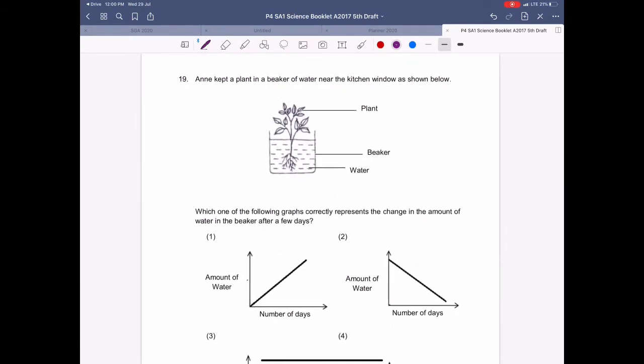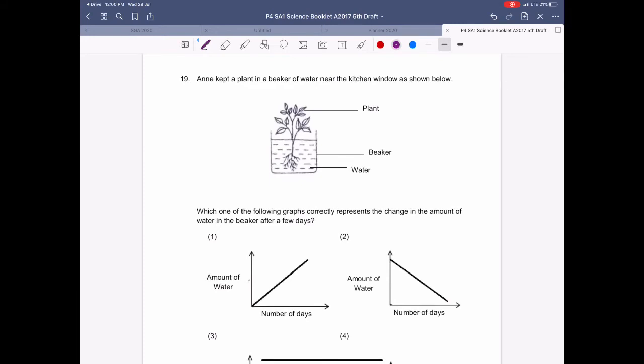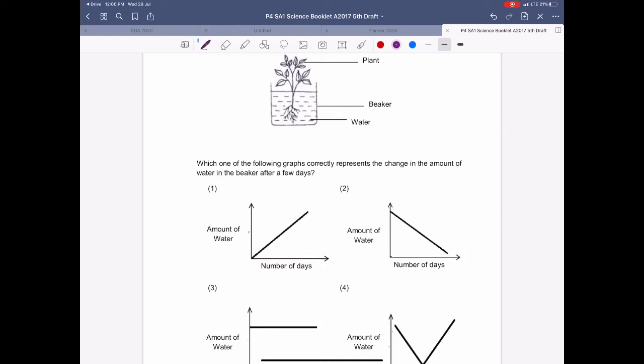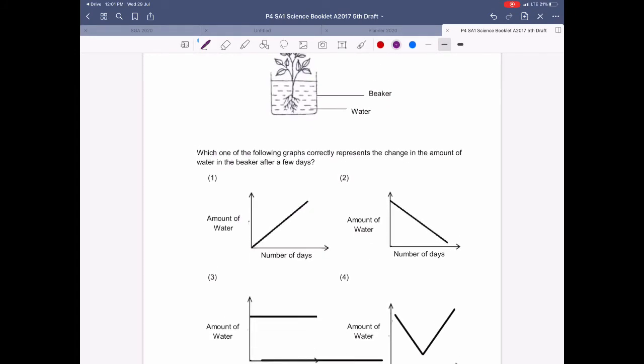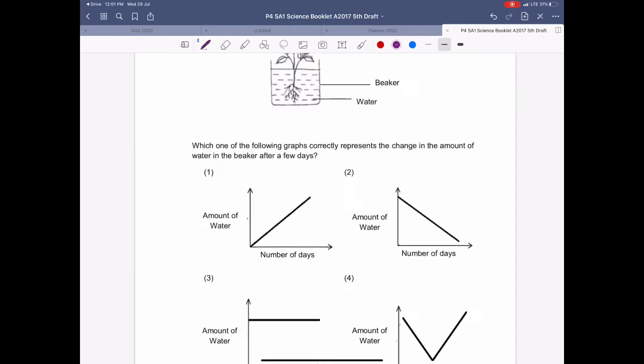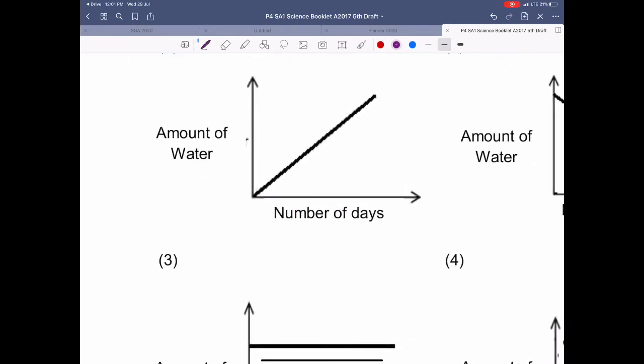Anne kept a plant in a beaker of water near the kitchen window as shown below. Which one of the following graphs correctly represents the change in amount of water in a beaker after a few days? What it means is that you need to read the graph. So the first one, as the number of days increases, the amount of water also what? Increases. So what you're trying to tell me is that the water will magically appear. True or false? False. So this is wrong.